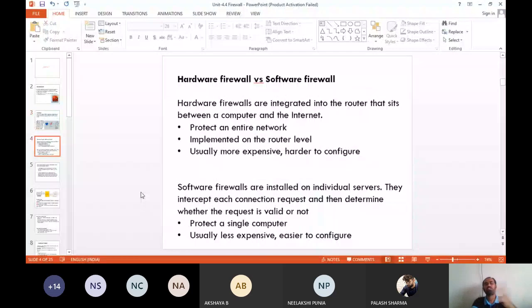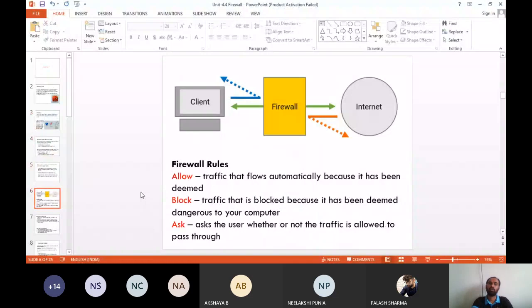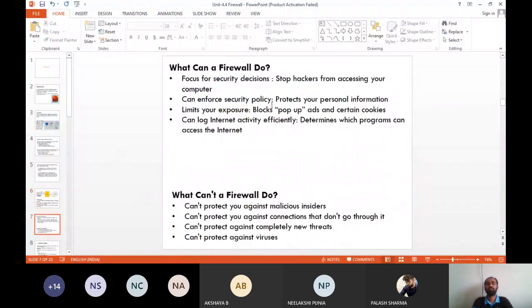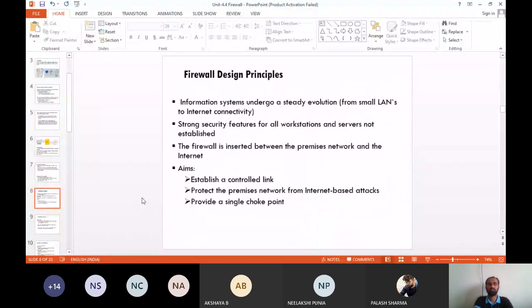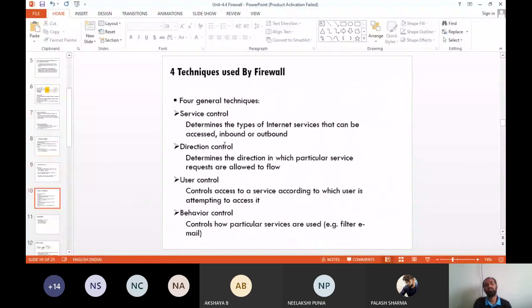Firewalls can be hardware firewalls or software firewalls, and they can be host based or network based. Then we covered firewall rules: what to allow, what to block, and what to ask. We covered what a firewall can and cannot do, the design principles, the three aims and three design goals of firewalls, and finally the four techniques followed by the firewall. That's the end of today's session.